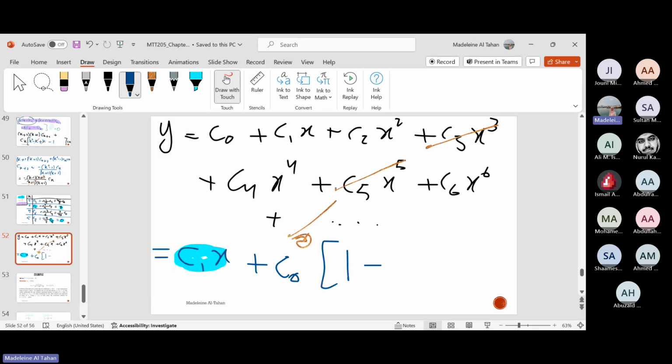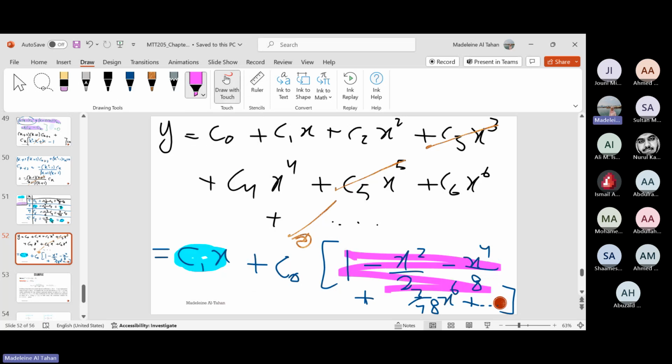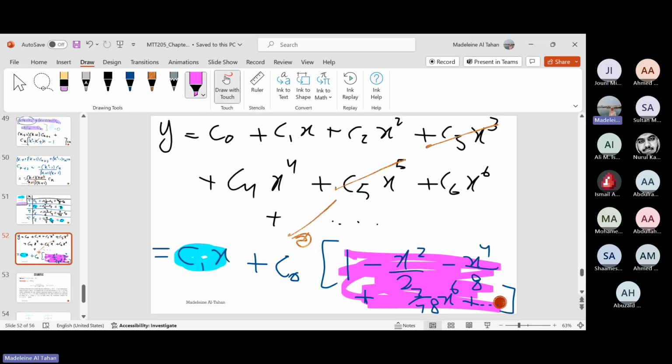C2, it was? What was C2, miss? Half C0. Okay, so x squared over 2. And what was C4? Minus 1 over 8. And C6, it was plus 3 over 48. So, miss, what are the series that we got? We got this series. And this x, it can be considered as a series as well. X plus 0 plus 0 plus 0 plus 0. Okay, miss?